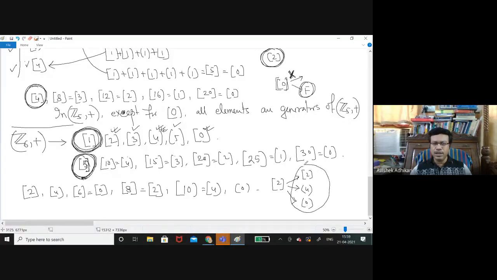That means it will not have the ability to generate class 3 or class 5 or class 1. It will not be able to generate these elements. That means this cannot be a generator. So this can never be a generator, right? Is it clear to all of you?